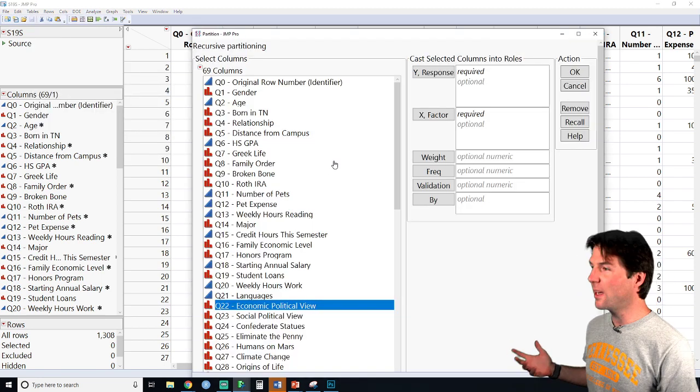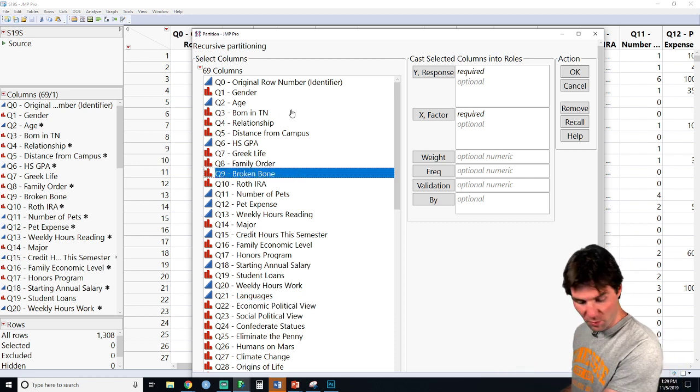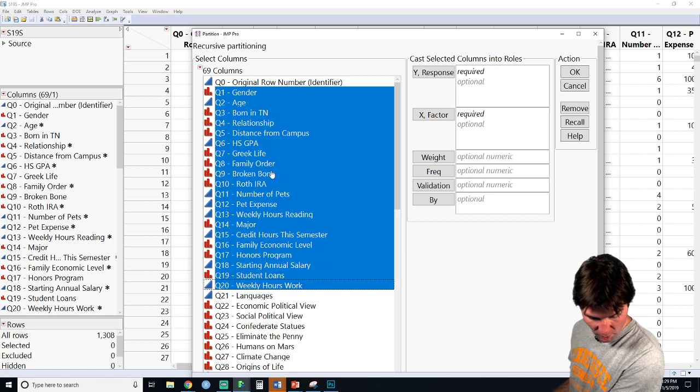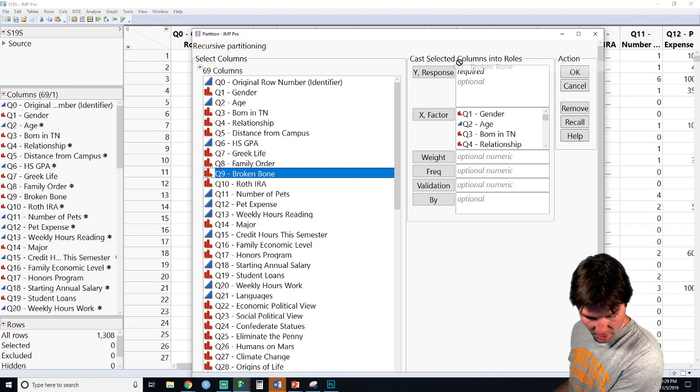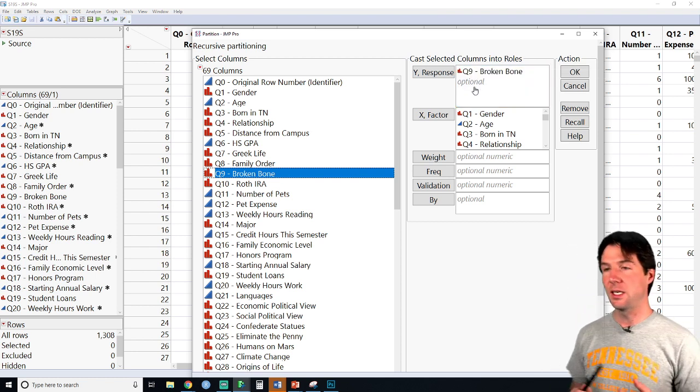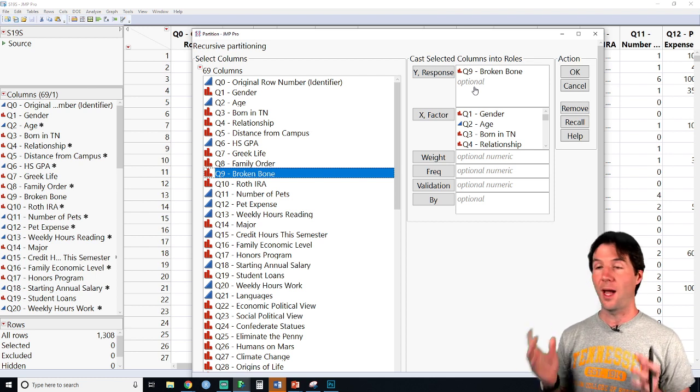So we're gonna make a simple decision tree right here to predict if somebody has broken a bone. We're gonna drop these into here. And when you think about it, a decision tree can take categorical X's, categorical Y's, and it can use them however.